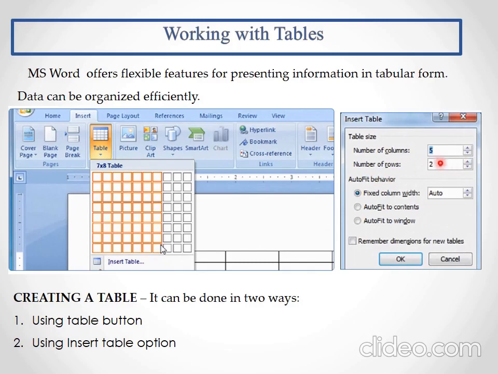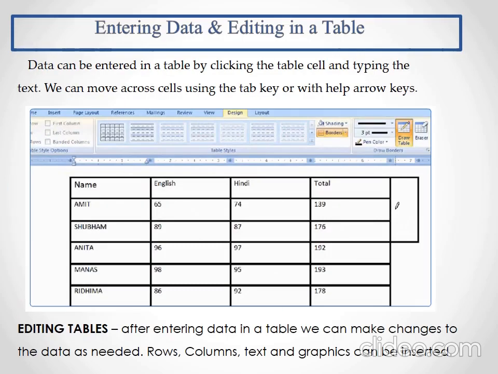This is the automatic value which is filled in here, and here also you can type it manually. There's an option called auto fit behavior, where you can choose a fixed column width, auto fit to contents, or auto fit to window. We are going to learn about this in detail later in this lesson; I will clearly explain it then. After you choose the number of rows and columns, if you click OK, the table will automatically get inserted. So we have inserted the table, right?